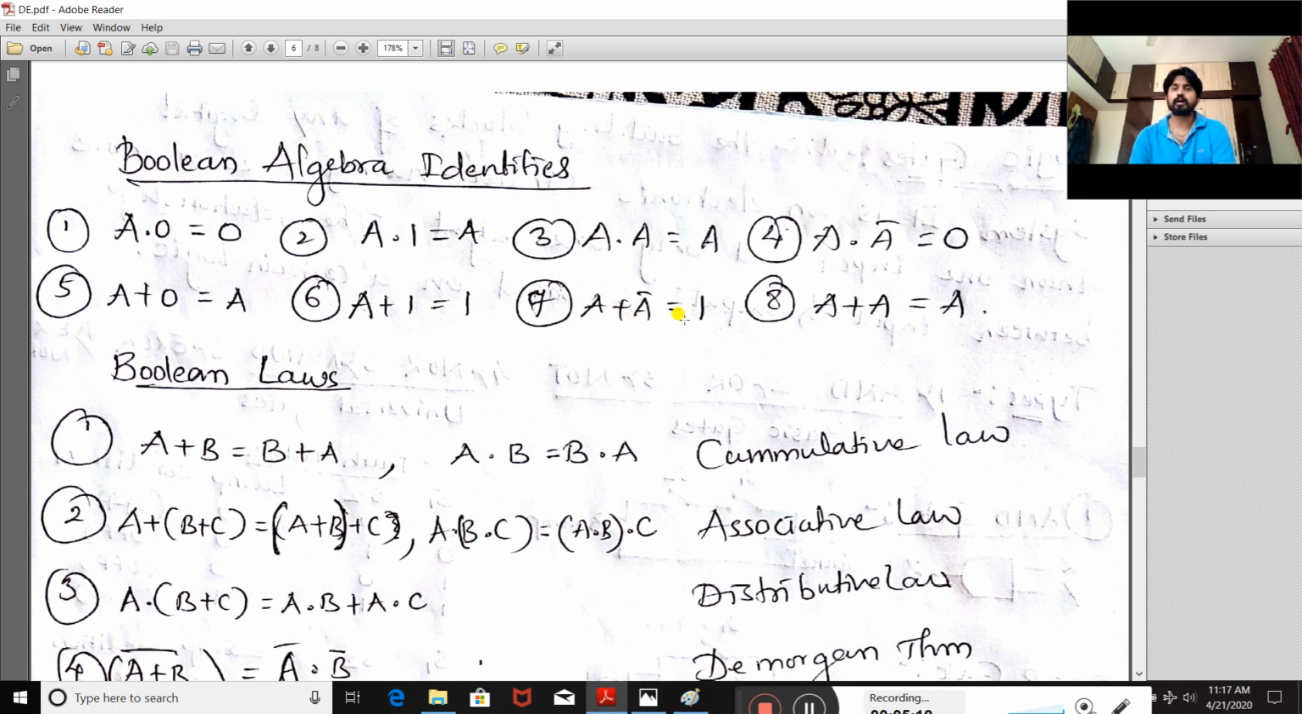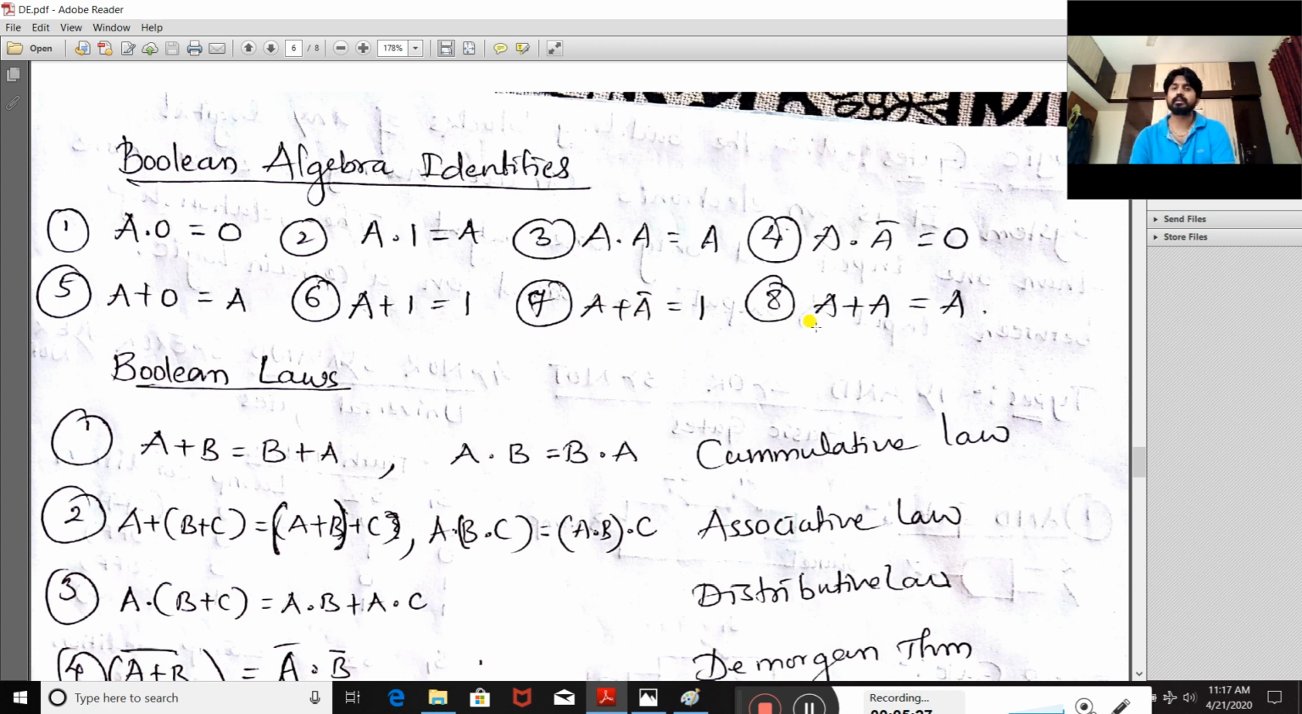A plus A bar is equal to 1. That means if A is 0, then A bar will be 1, so 0 plus 1 is 1. If A is 1, then A bar will be 0, so 1 plus 0 is again 1.